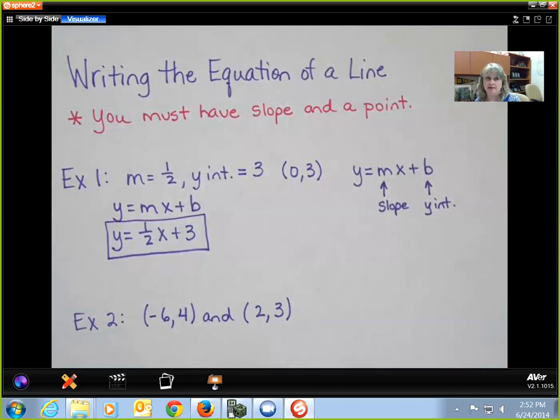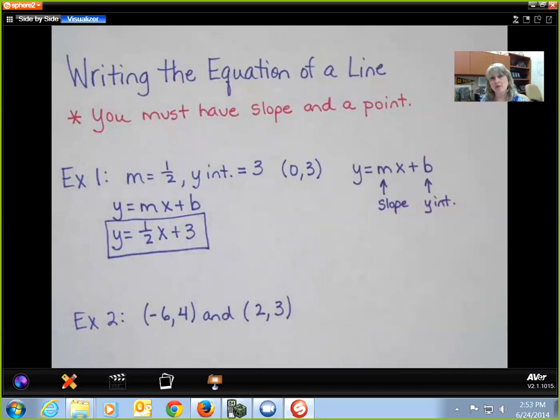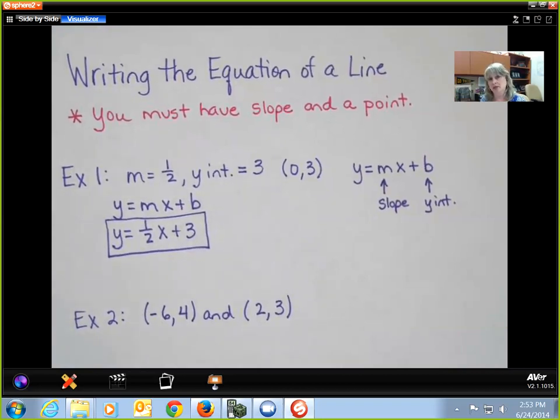Now, a lot of times it's not that easy. Sometimes they just give you 2 points that lie on the line. So then what you have to do is, first of all, you have to have slope. So if we have the point (-6, 4) and also (2, 3), let's find the slope between those 2 points.